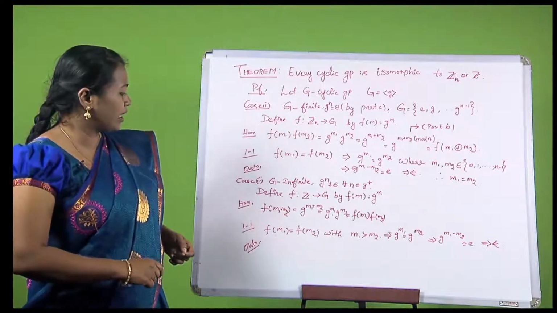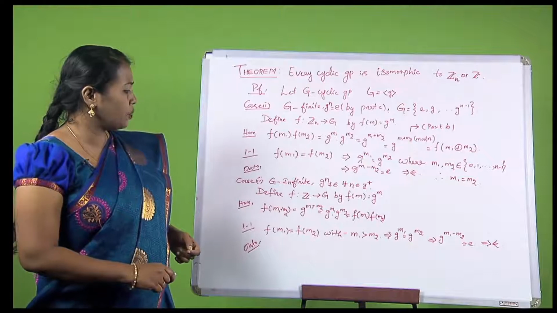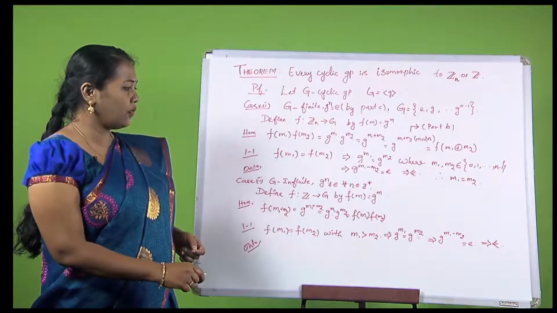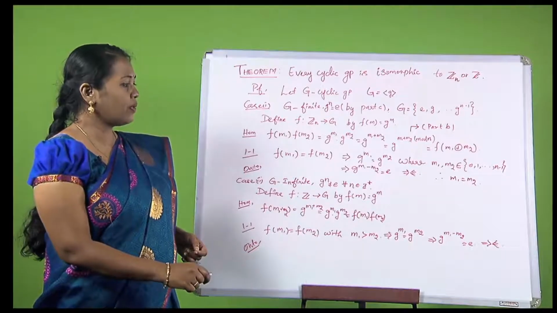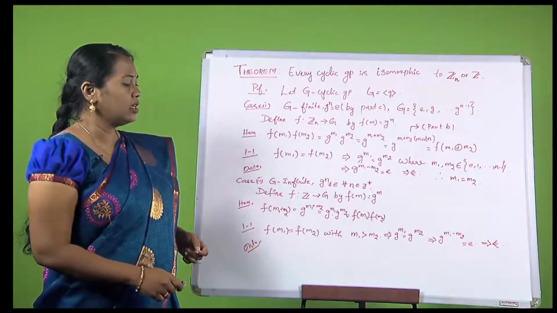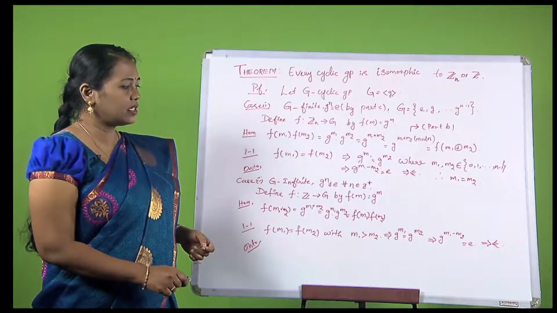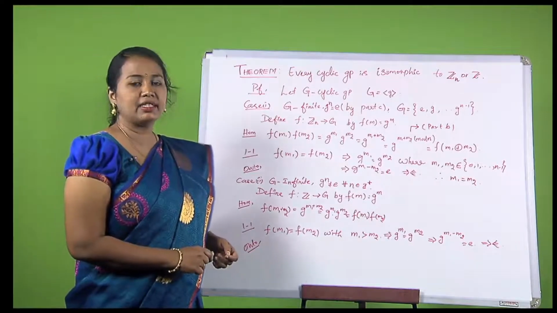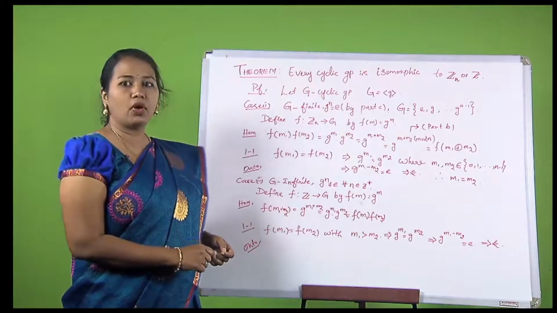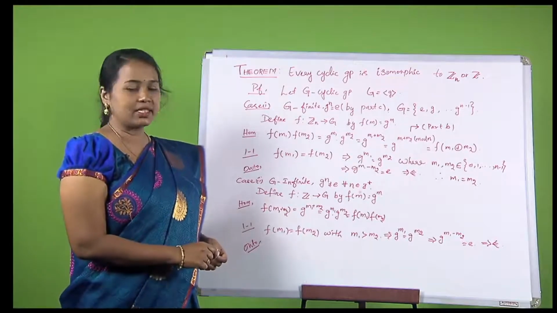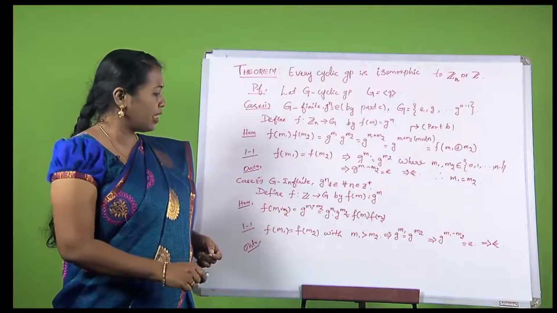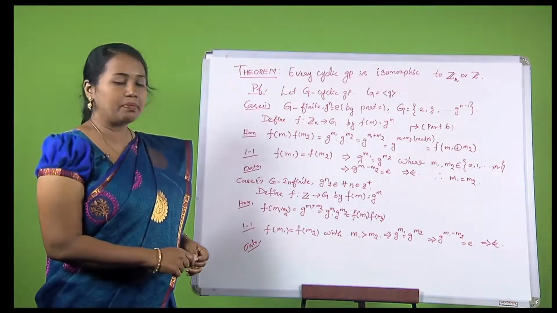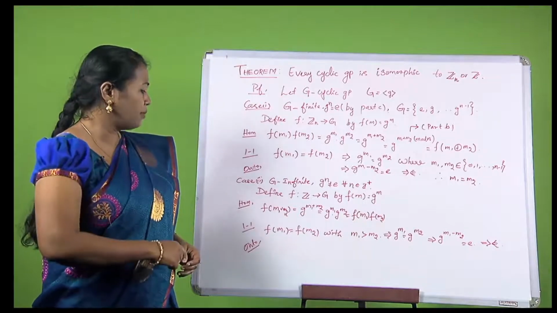1-1 property, again f of m1 is equal to f of m2 with m1 greater than m2 implies g of m1 is equal to g of m2. So this implies g of m1 minus m2 is equal to E. This is not possible because it is a contradiction to our original assumption that g power n is not equal to E for all n belonging to Z plus. Therefore this is not true, and therefore f of m1 is equal to f of m2 implies that m1 is equal to m2.